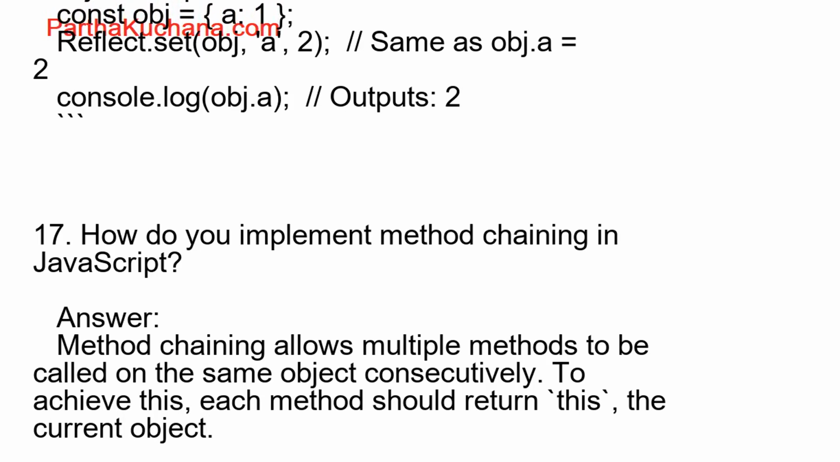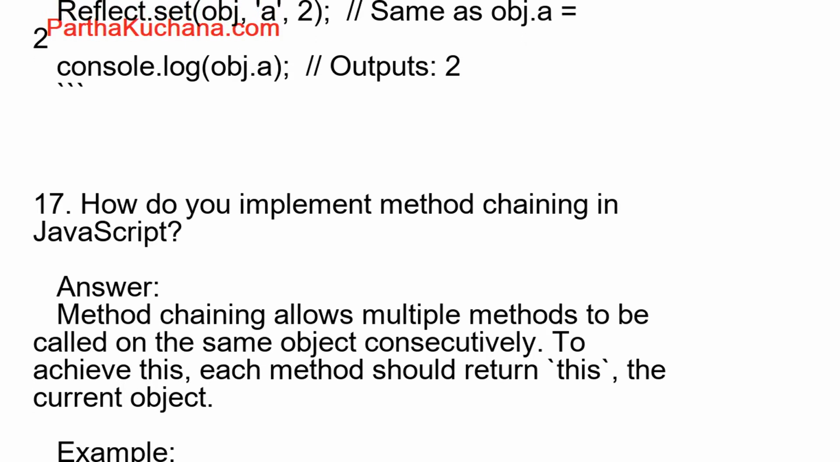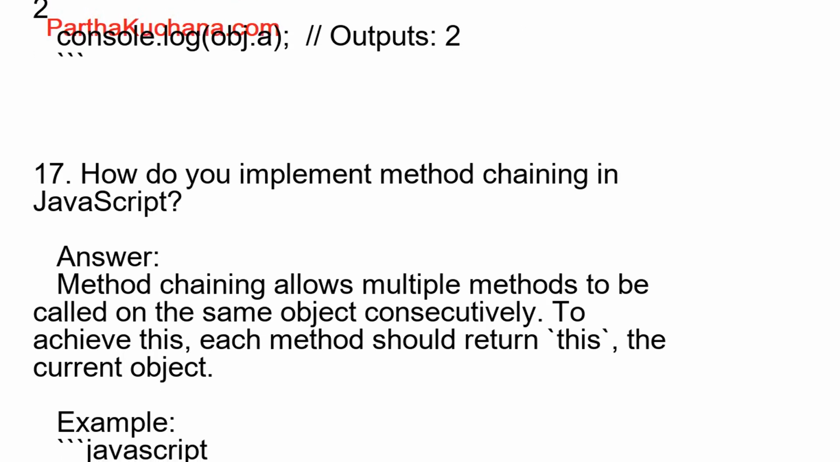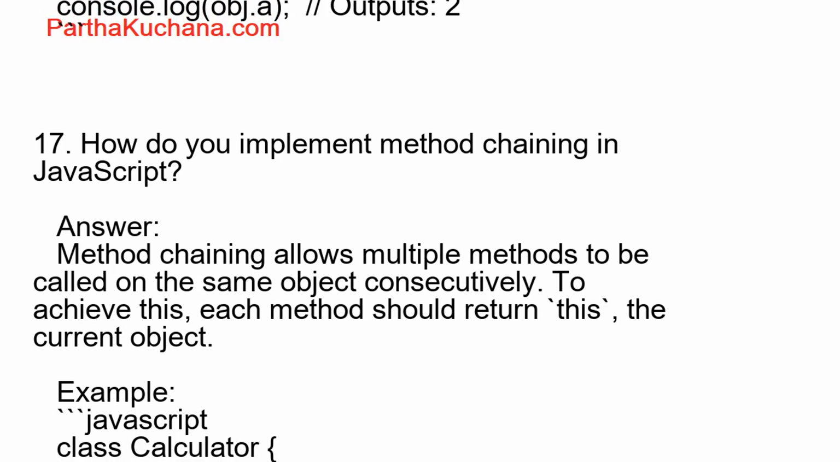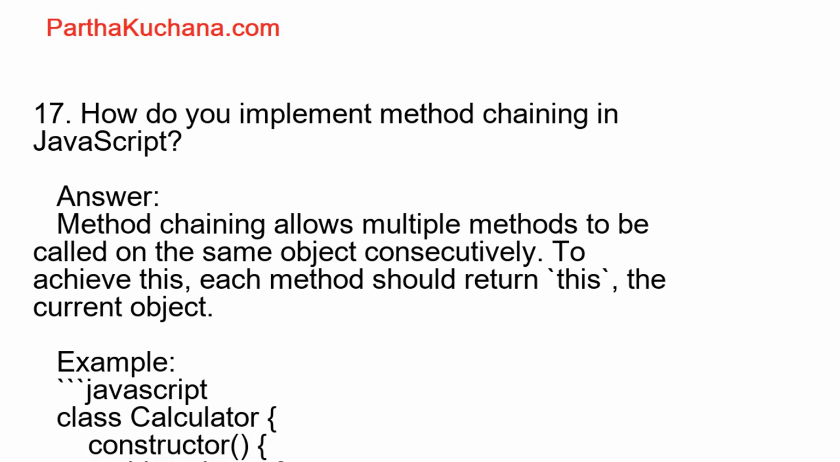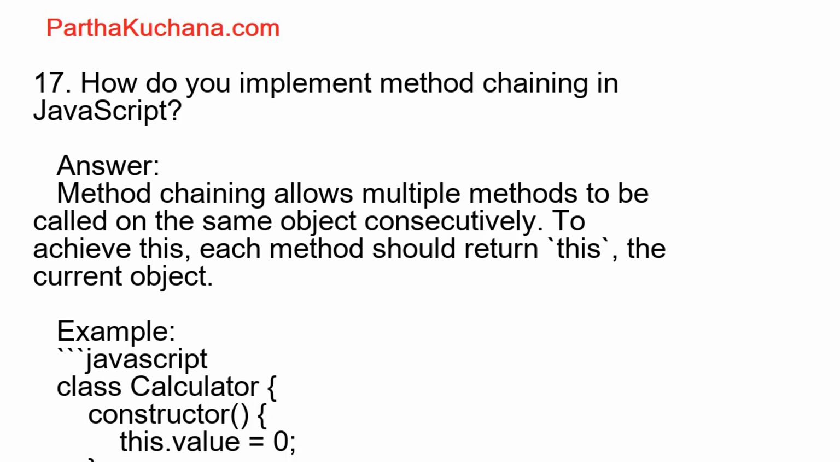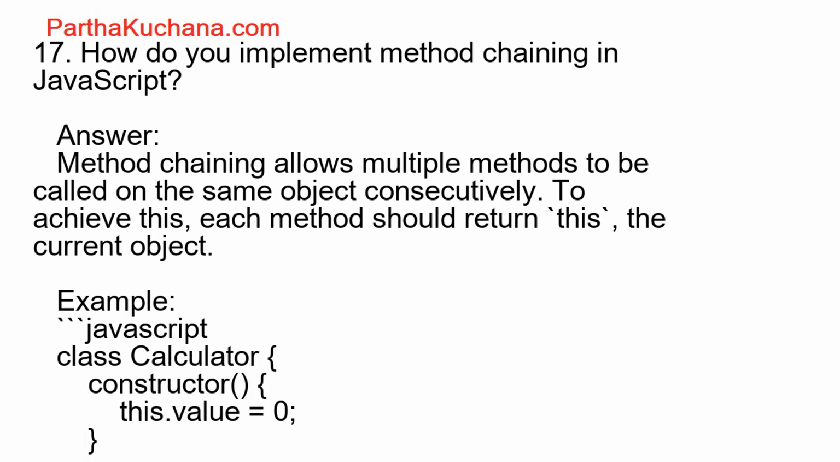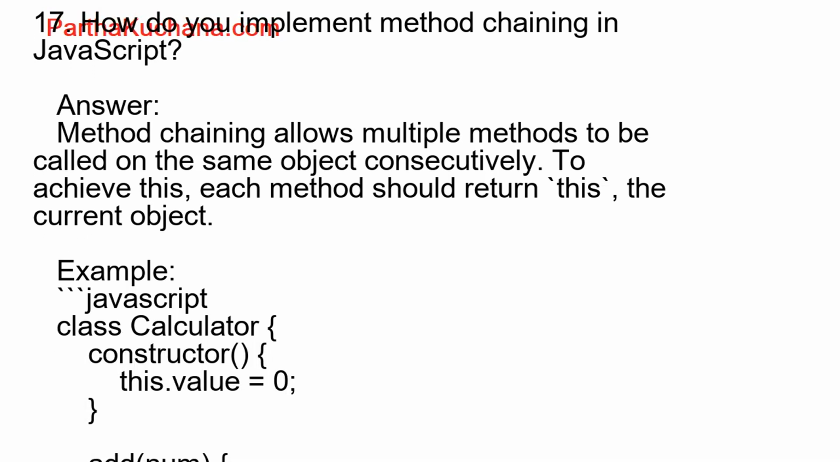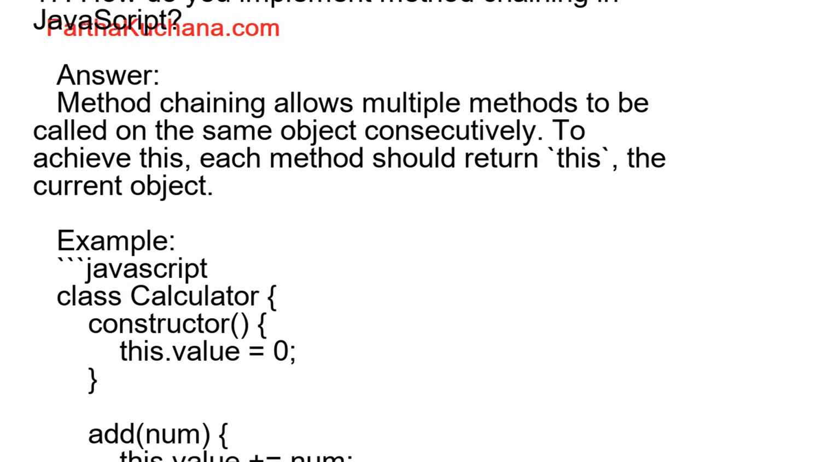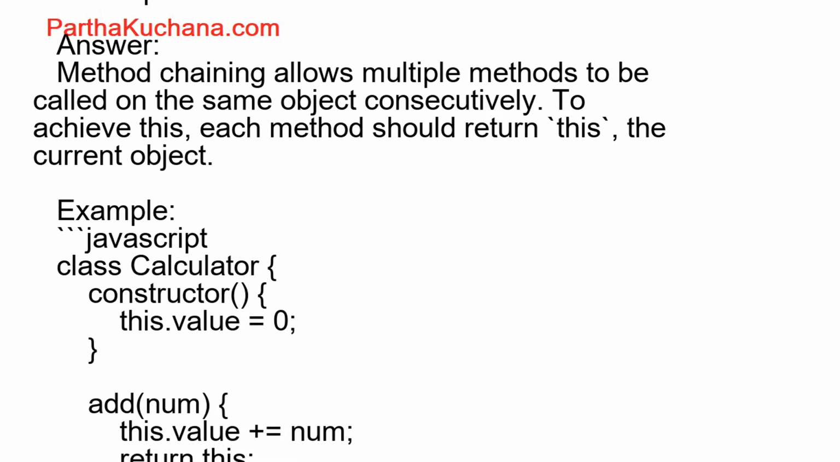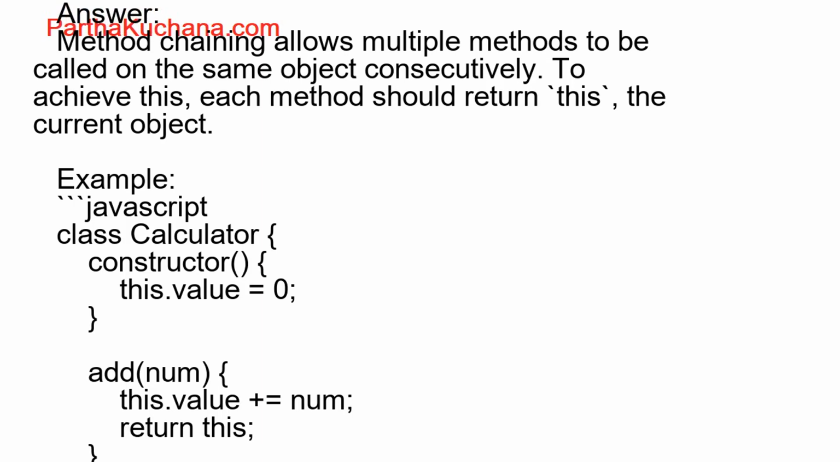19. What is the difference between Function.prototype.call and Function.prototype.apply? Answer. Both call and apply allow you to invoke a function with a specified this value. The difference lies in how arguments are passed. Call: arguments are passed individually, comma separated. Apply: arguments are passed as an array.